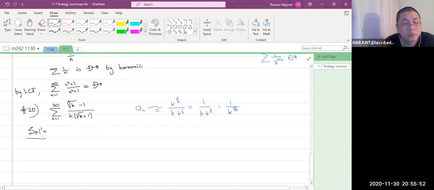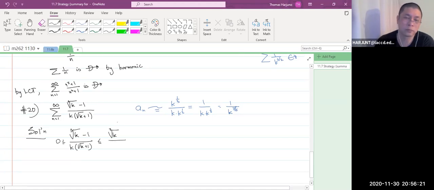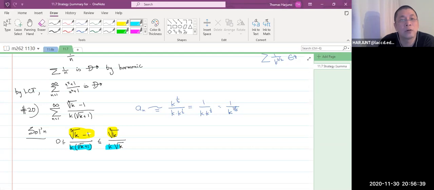Actually, I don't need to. Actually, you see that the cube root of k minus 1 over k times square root of k plus 1 is at least 0, but it's less than or equal to cube root of k over k times square root of k, right? So on the top, this guy is greater than this one. On the other hand, on the denominator, this guy is greater than that one, right? So no, I don't need to do limit comparison. I can just do comparison.